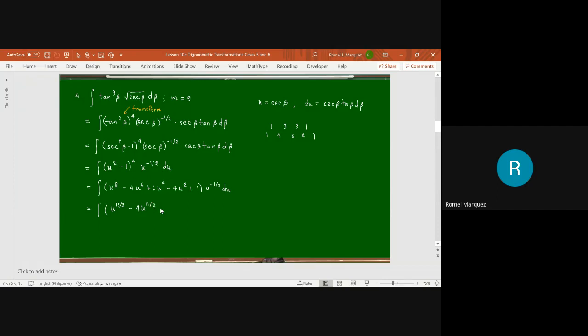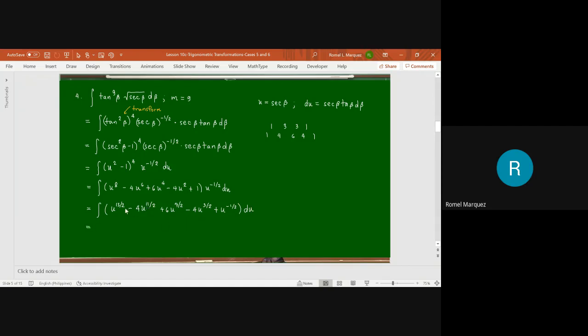11 over 2. Plus 6 u to the, this is 3.5. That is 7 halves. Minus 4 u to the 1.5, 3 halves. Then finally, u to the negative 1/2. Then du. Okay, guys?